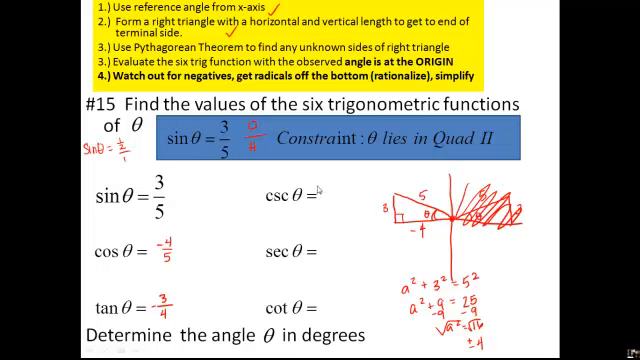Cosecant, easy enough, we're just going to flip these. So 5 over 3, 5 over negative 4, or negative 5 over 4, it doesn't really matter. And then cotangent is going to be negative 4/3. Alright, so our last thing is determine the angle in degrees.